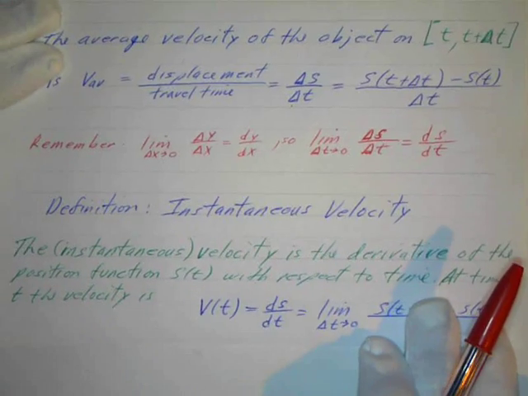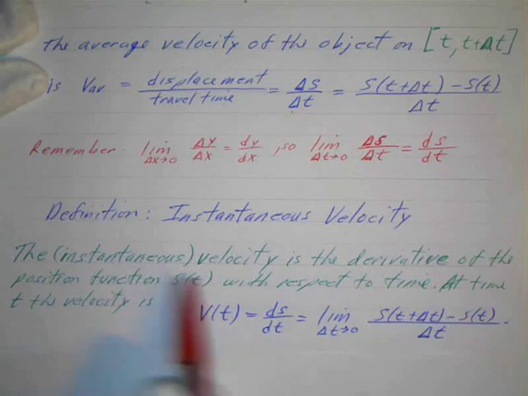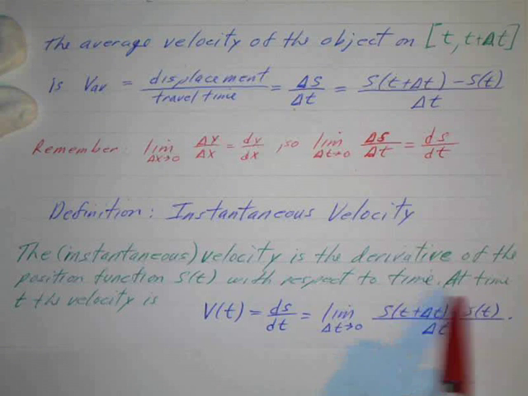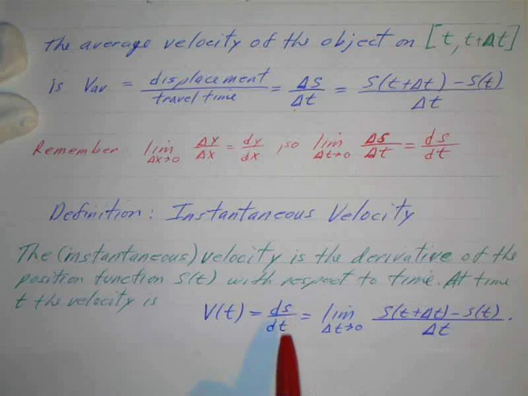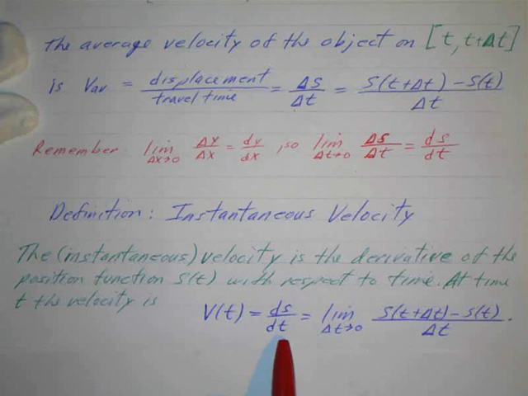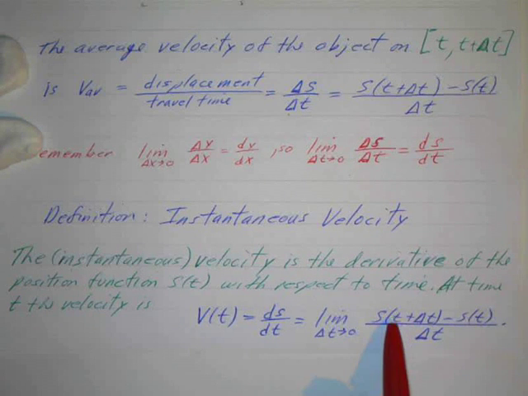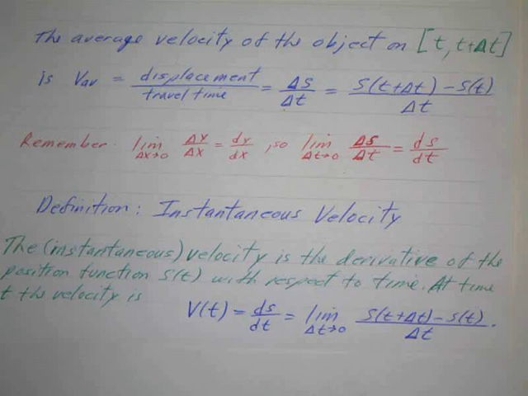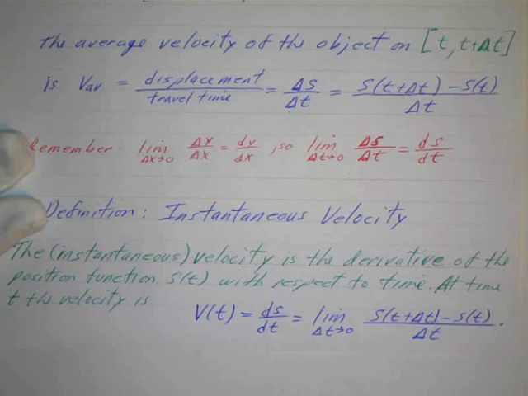So let's take a look at this. And this is the definition of instantaneous velocity. The velocity, or instantaneous velocity, is the derivative of the position function s of t with respect to time t. At time t, the velocity is the derivative of the position function, or the slope of the position function, which is the limit as delta t approaches 0 of s of t plus delta t minus s of t over delta t. And we've seen that definition before. So again, that makes sense. The instantaneous velocity is just the derivative or the slope of the position function.